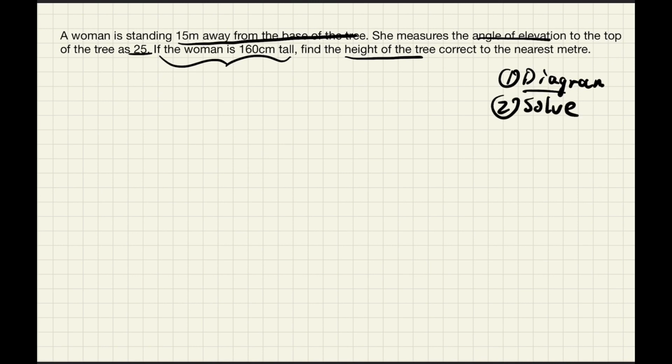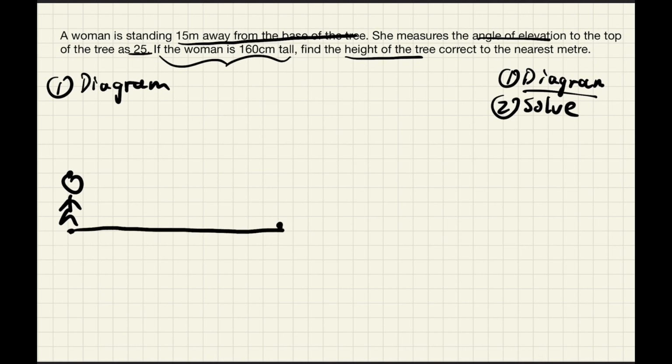Now, the diagram is going to be a bit different because we need to factor in the woman's height. So we've got the woman, let's just draw a stick figure. And we know the base of the tree is going to be somewhere here. So we know that the distance between the woman and the base of the tree is going to be 15 meters. She measures the angle of elevation to the top of the tree as 25 degrees. So imagine this is the top of the tree.